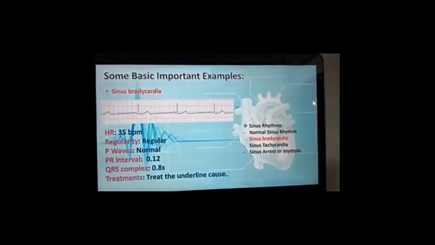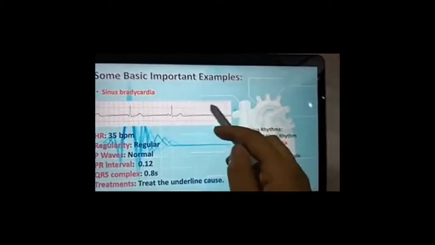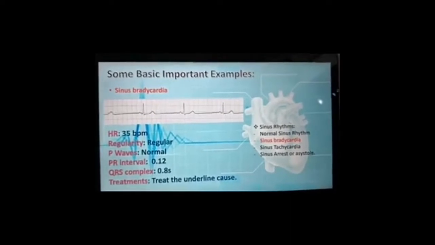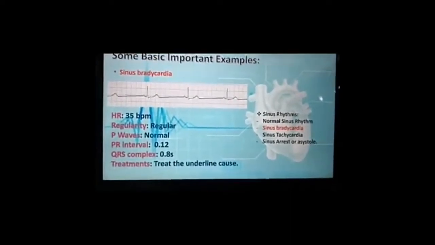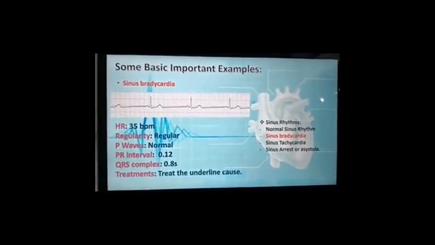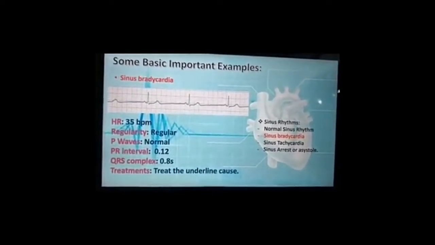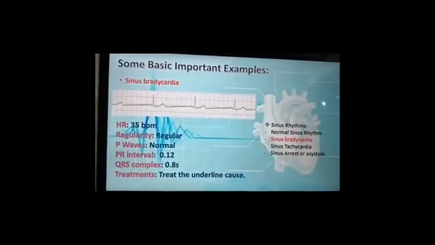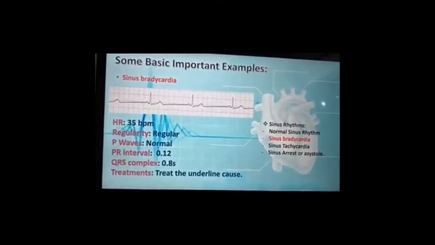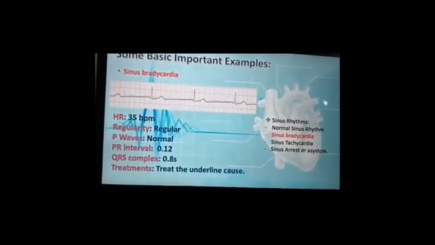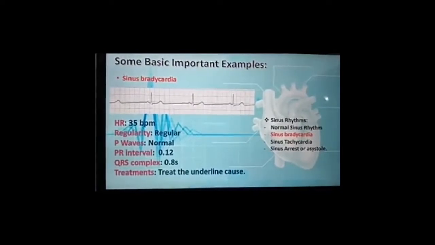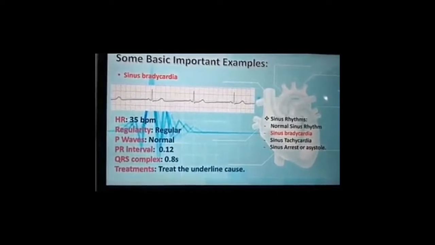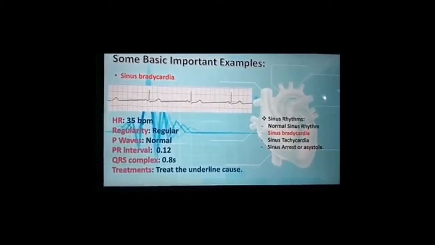Okay, this is a sinus bradycardia. The space between RR is very large and as we said, the problem here is the heart rate. The heart rate is less than the normal range. In this example, it is 35, so it's very low. And we can treat this case by the underlying cause. على حسب الكوز اللي سببت البريديكارديا هنعالجها.